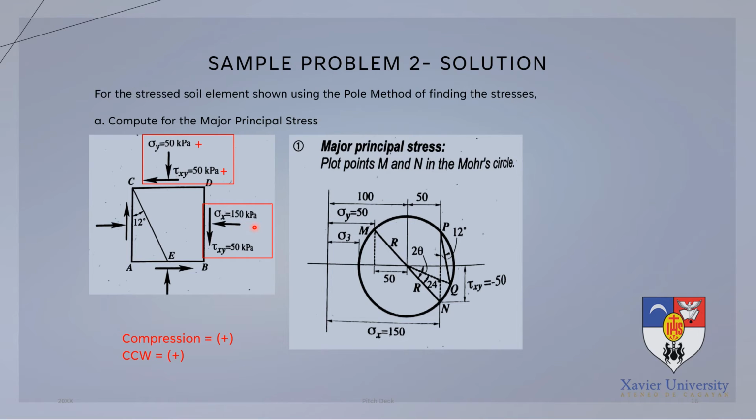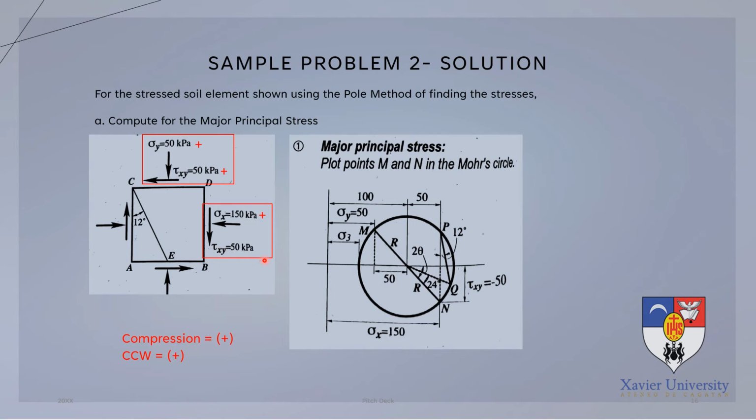So therefore, it tends to compress our plane CE, because they are both directed towards our plane CE. So this normal stress sigma x, which is equal to 150 kPa, will have a positive sign because it is compression with respect to our plane CE.